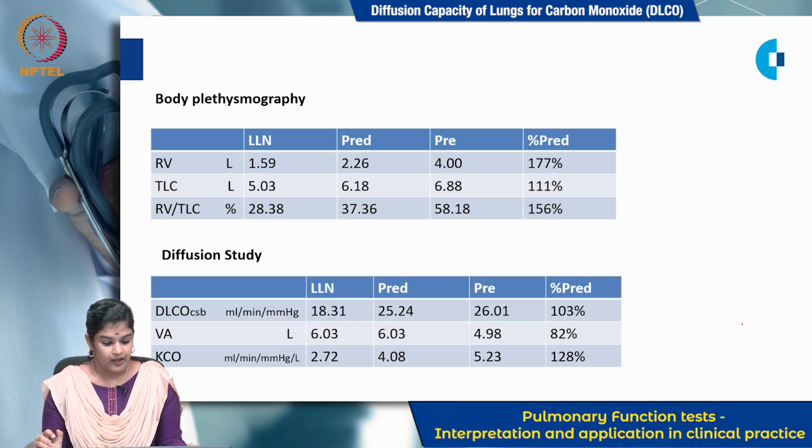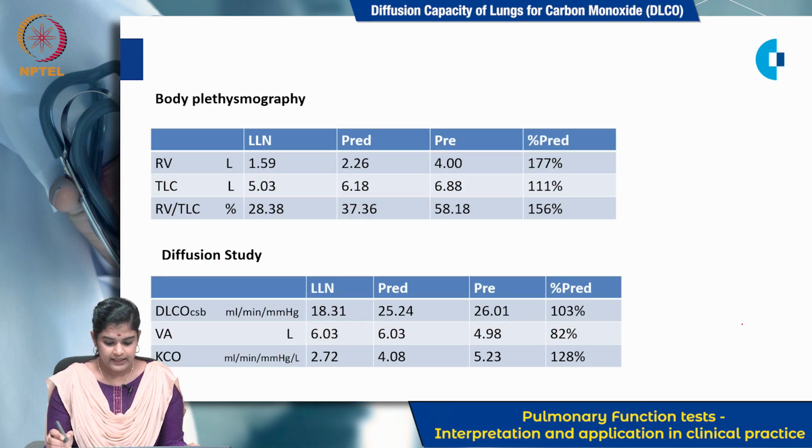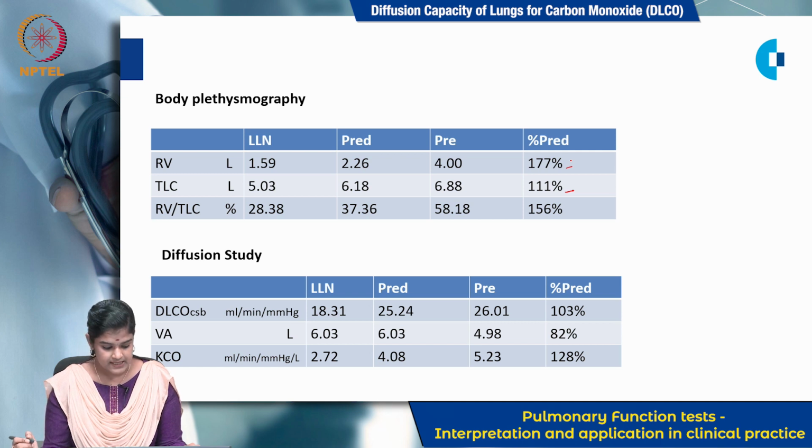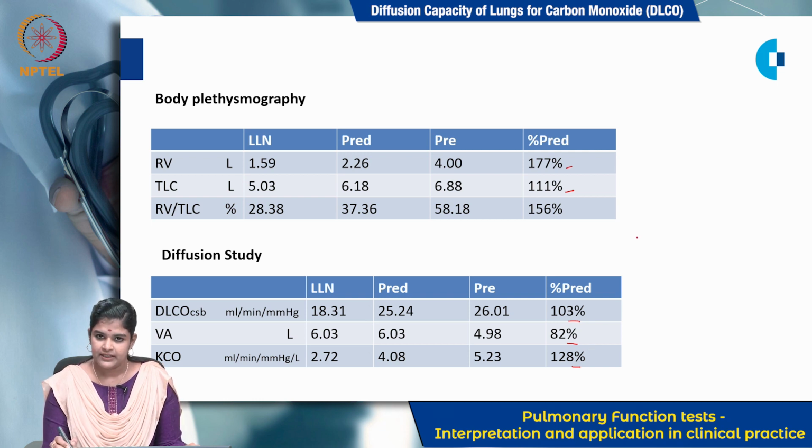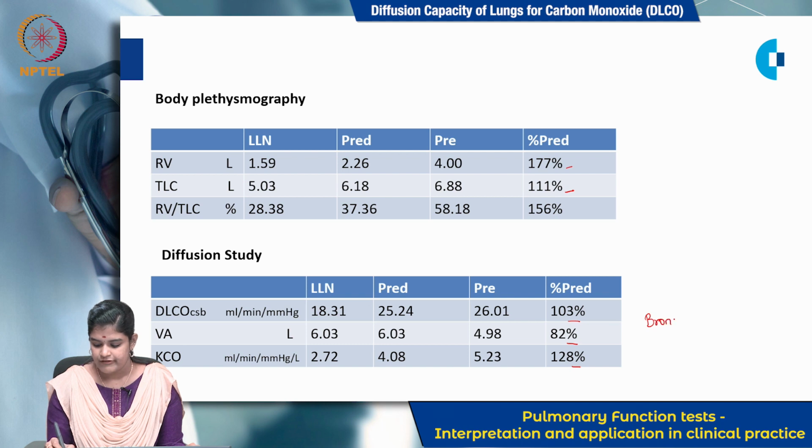Let us see the body plethysmograph report. TLC is 101%. Residual volume is increased, 177%. Let's take a look at the diffusion studies. Diffusion capacity is normal. VA is normal and KCO is normal. So, with an obstructive disease with significant bronchodilator reversibility and a normal DLCO, we can infer that this is a case of bronchial asthma.